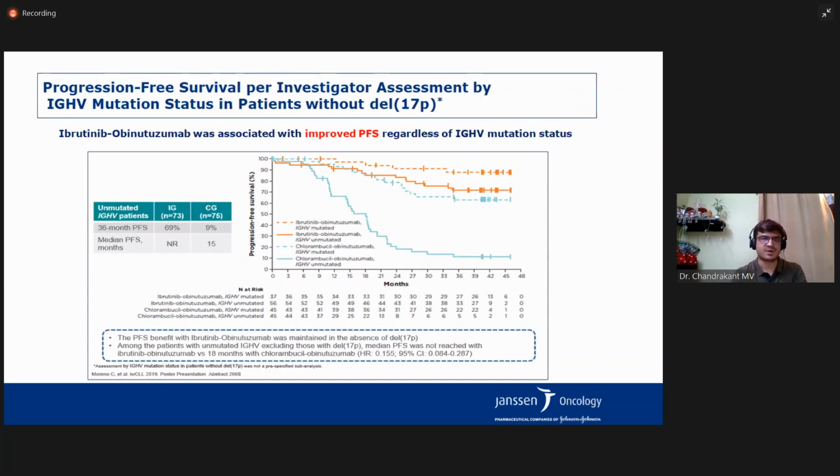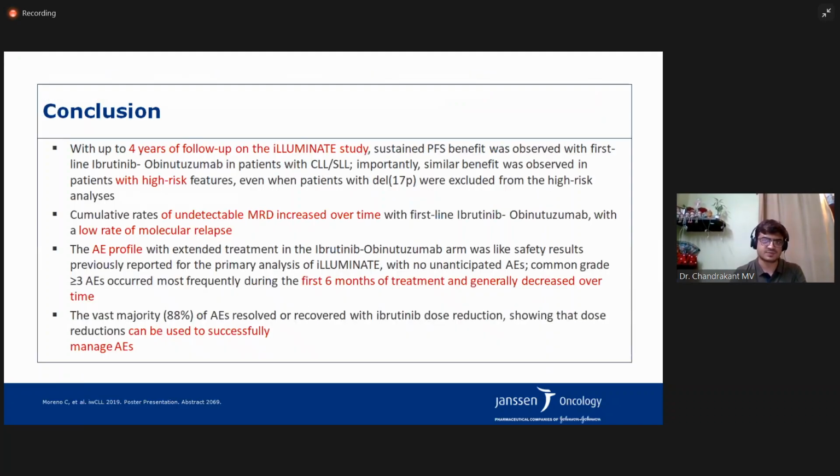And very importantly, IGHV mutation present or not, in both the subgroups, ibrutinib Gazyva did well, and adding Gazyva to ibrutinib did not add much. So ibrutinib improved PFS regardless of IGHV mutation.